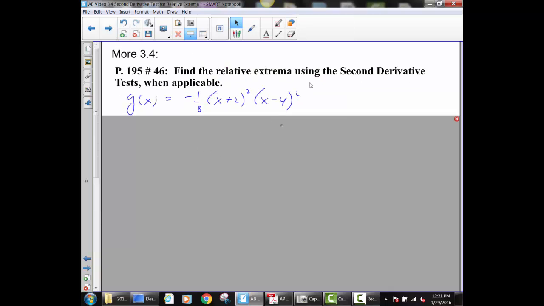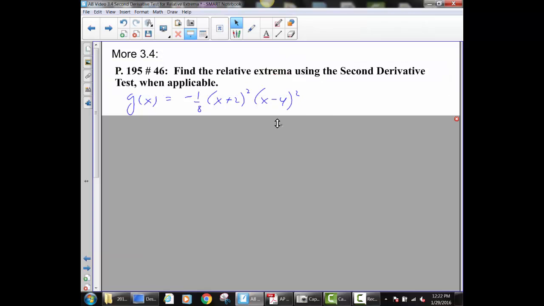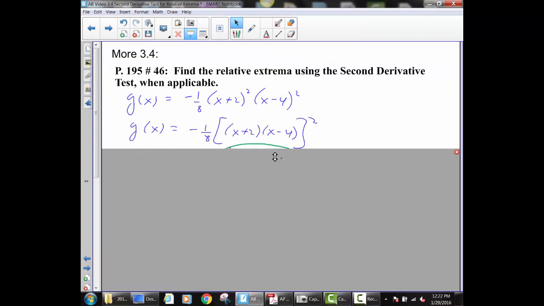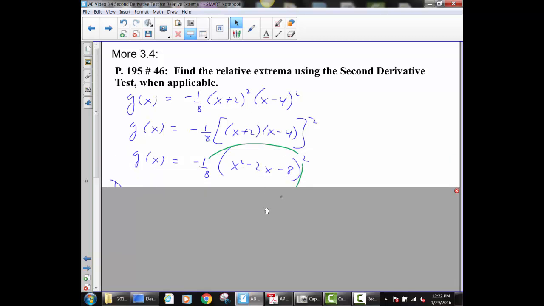Okay, find the relative extrema using the second derivative test. I don't know why it says tests. So here they want you to use the second derivative test. Here's their original function. I figured an easy way to do this would be to pull that square on the outside and actually expand that.